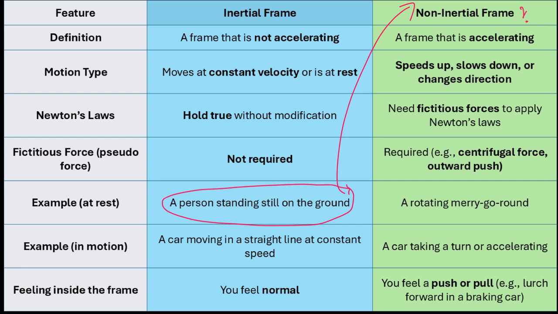Now, how do we practically analyze the inertial and non-inertial frame? If you feel normal within a frame of observation, that becomes an inertial frame. Now, what do you mean by normal? In contrast, if you feel a push or a pull during the motion, which actually happens corresponding to speeding up or slowing down, that frame becomes non-inertial. All right? Okay.